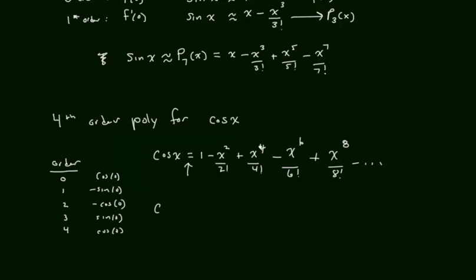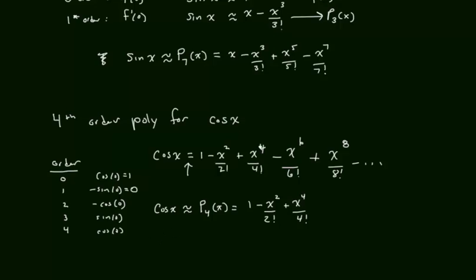So now I can say that the cosine of x is approximately a 4th order polynomial, which is going to be 1, like here, and then the coefficient of the next one is a 0, so that's why it's missing, minus x squared over 2 factorial, missing the 3rd degree because the order 3 coefficient is 0, plus x to the power of 4 over 4 factorial. That's it. There's a period at the end of that, not a plus dot dot dot.